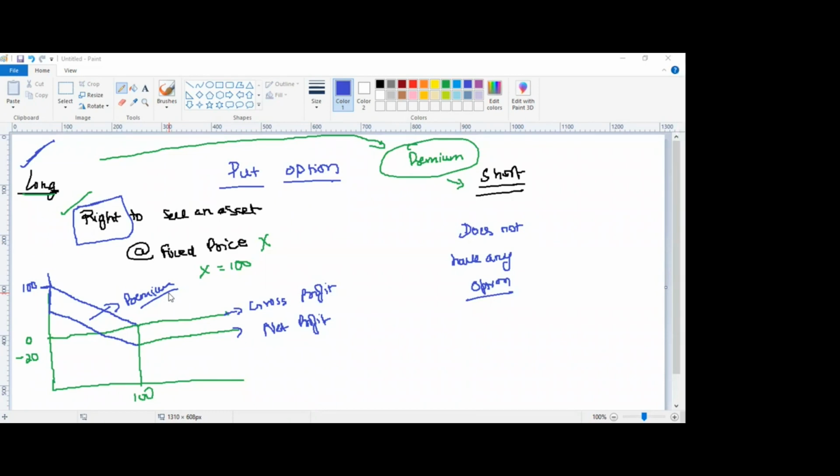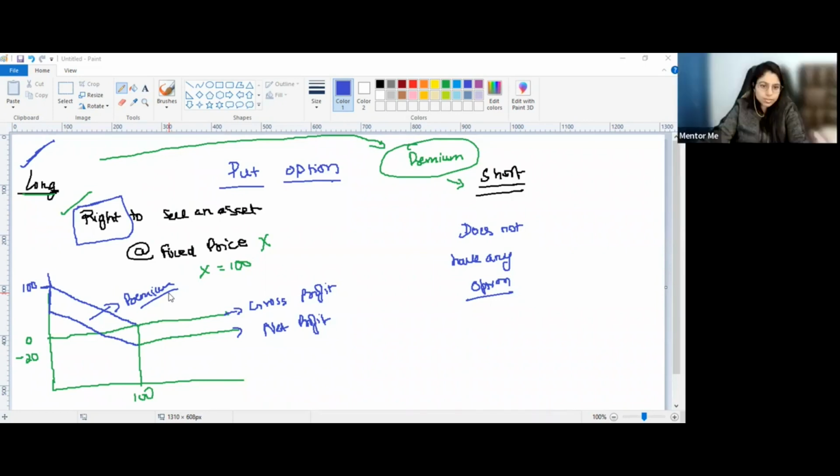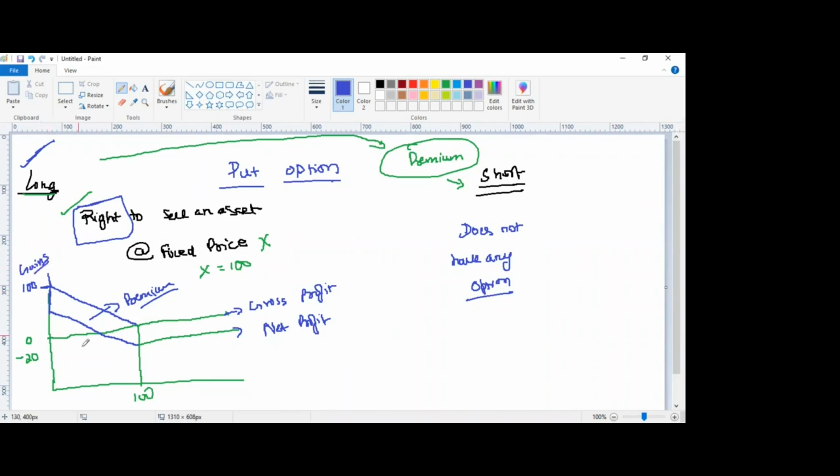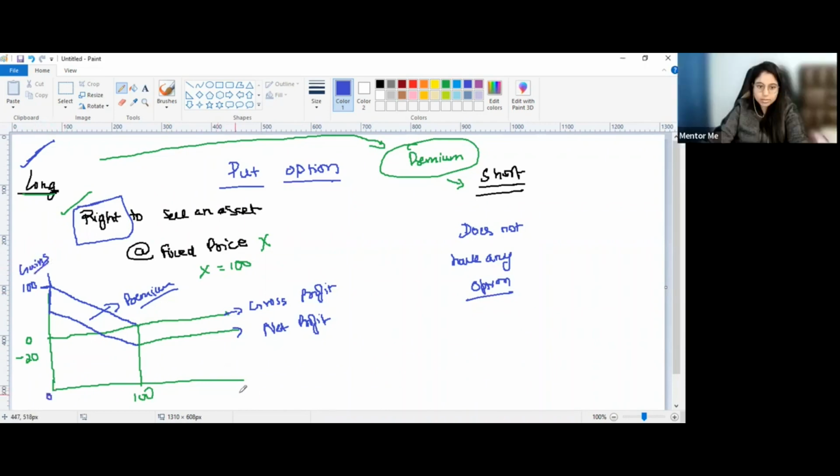Ma'am, can you label the x-axis and y-axis? With respect to the x-axis and y-axis, here we can talk about our gains. These are our gains, and these are the stock prices. Okay, stock prices and gains.